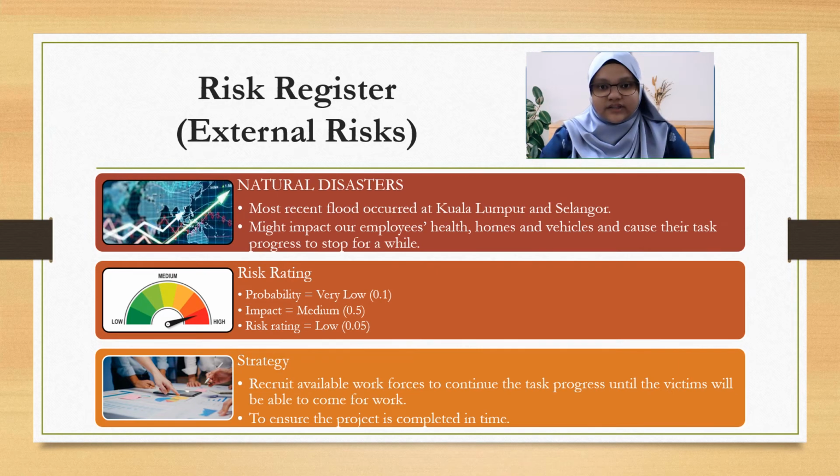The last external risk is the natural disaster. The most recent flood occurred at Kuala Lumpur and Selangor, which might impact our employees' health, homes, and vehicles. This will cause their task progress to stop for a while. The probability of this risk is very low, which is 0.1, and the impact is medium, that is 0.5. Hence, the risk rating is low at 0.05.